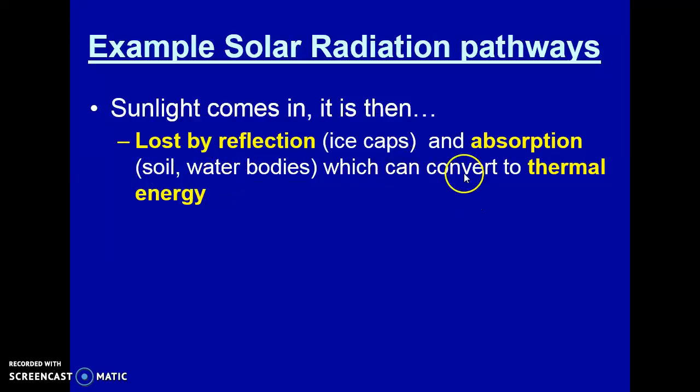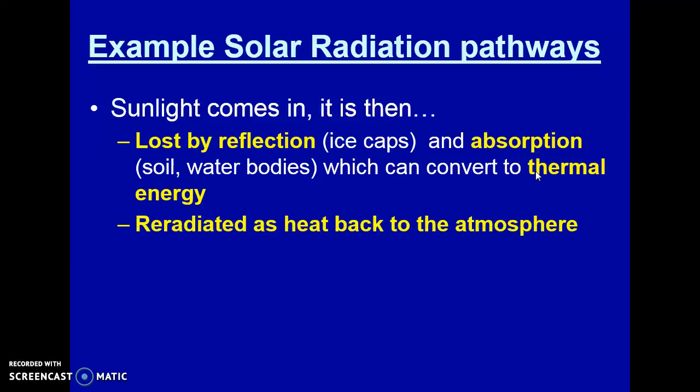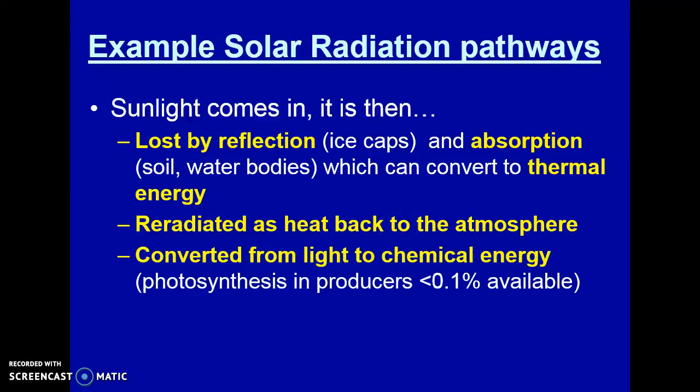When it's absorbed, we call it converting to heat energy or thermal energy. We know that changing from light energy to heat energy would be an example of a transformation. Then, because it's getting warm, that gets re-radiated back into the atmosphere. Some of that light energy gets converted or transformed into chemical energy through the process of photosynthesis, which is done by producers. Amazingly, only less than 0.1% of the light energy initially coming in gets used for photosynthesis. Whoa!